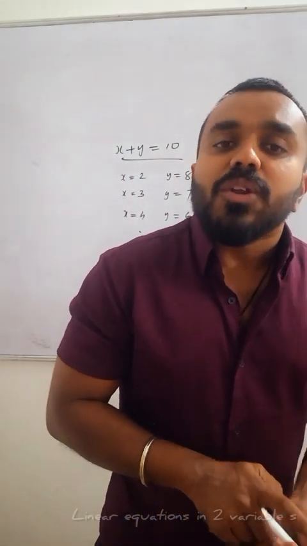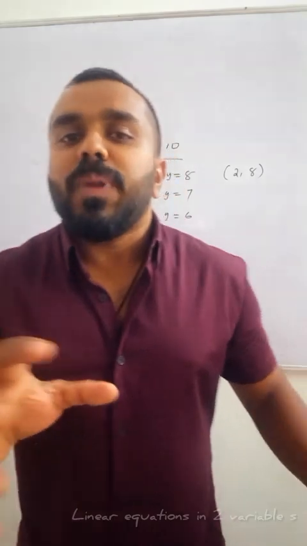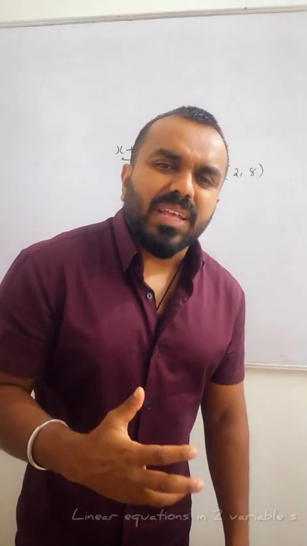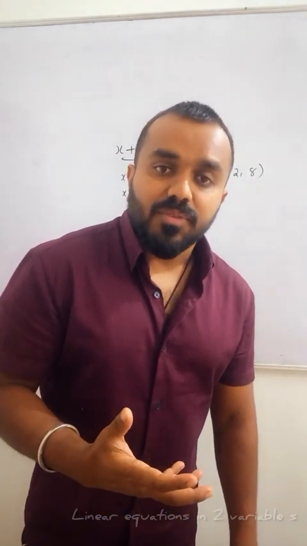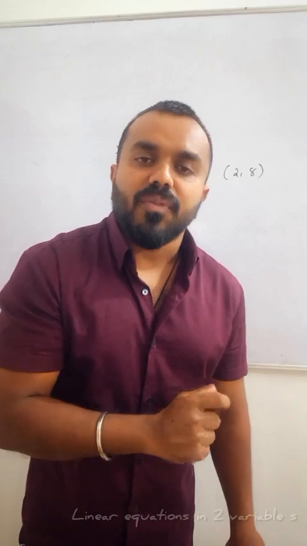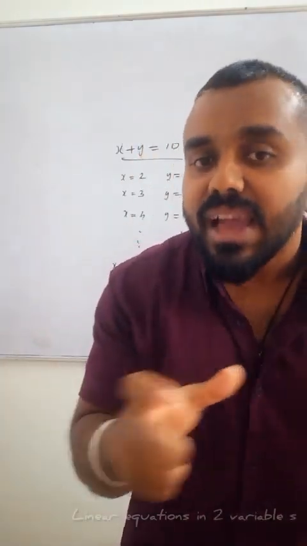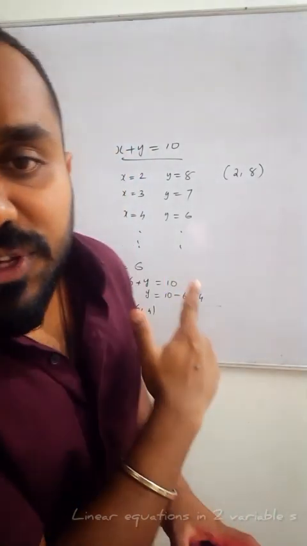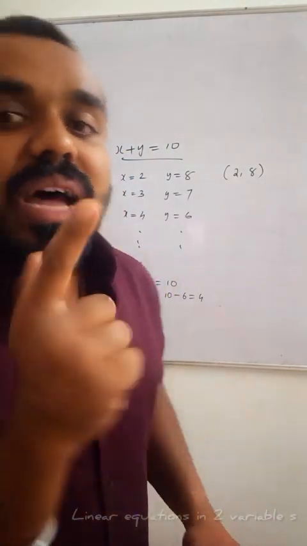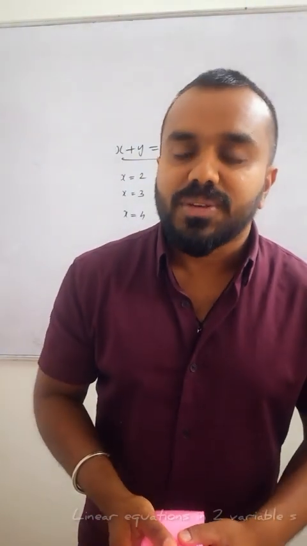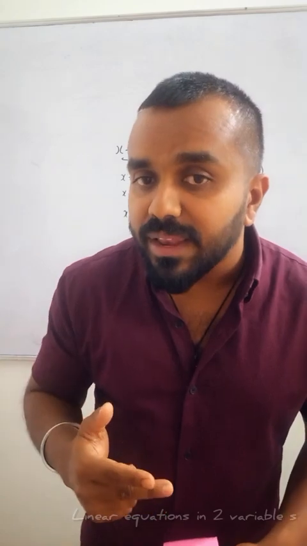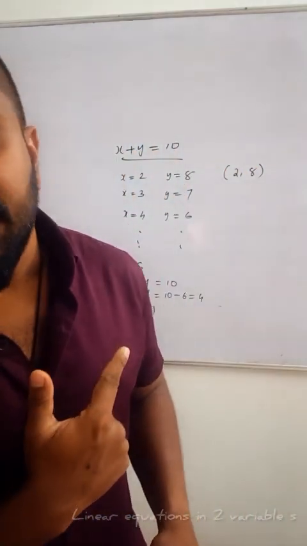So I'm planning to conclude this session by explaining why this equation is known as linear. From where did that word linear come? What is the meaning of linear? Linear means line. That means this equation represents a line. That's why it is known as a linear equation. So I'm going to explain why this equation is representing a line.